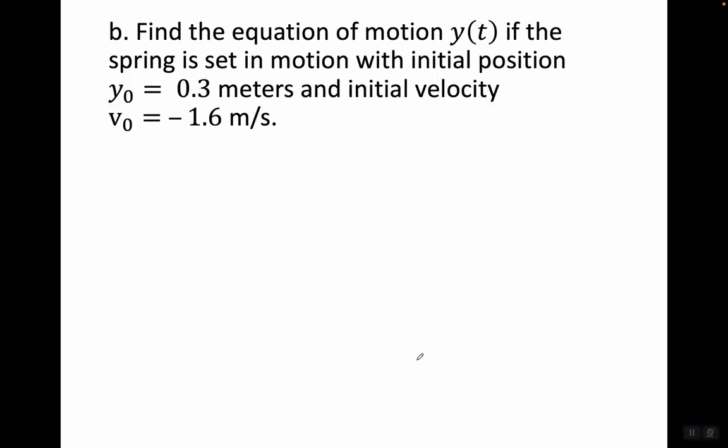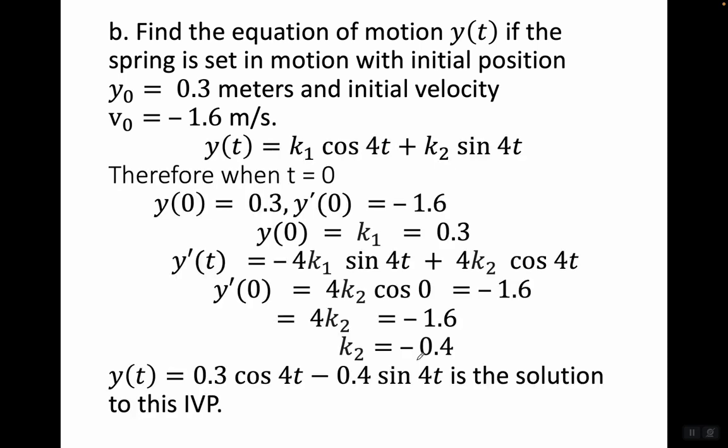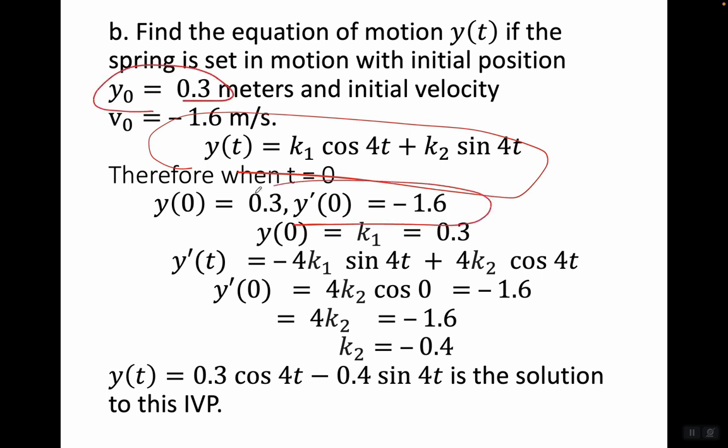Okay, find the equation of motion y of t if the spring is set in motion with initial position y0 equals 0.3 meters. Sorry about that. And initial velocity v0 equals negative 1.6 meters per second. So this is an initial value problem. This was our general solution. Therefore, when t equals 0, we know y of 0 equals 0.3, and y prime of 0 equals negative 1.6. We were told a moment ago y prime is the velocity.